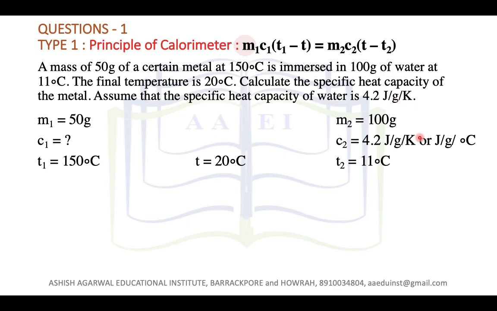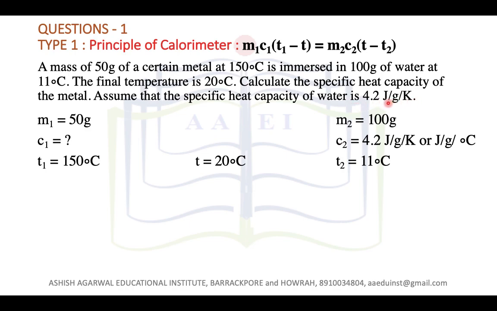And on the right hand side, I have taken the cold body parameters. A cold body as in the body at lower temperature. So 100 gram of water. So M2 is 100 gram. The temperature given was 11 degrees Celsius. T2 is 11 degrees Celsius. And at the end, they have said to assume that the specific heat capacity of water is 4.2. So we have given C2. Why C2? Because water belongs to the second category in the colder half. So C2 is 4.2 joule per gram per Kelvin.